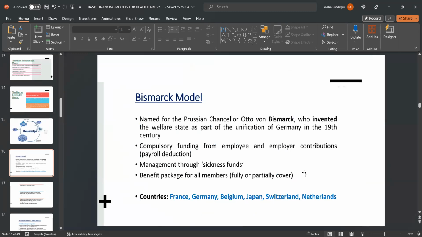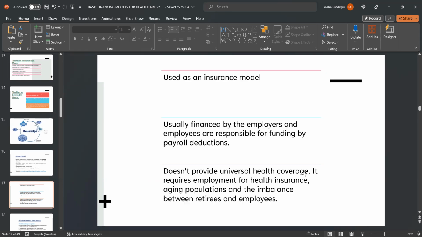Now, then comes the Bismarck model. It is named for Prussian Chancellor Otto von Bismarck, who invented the welfare state as part of the unification of Germany in the 19th century. Compulsory funding from employee and employer contributions. That is, it is funded by payroll deduction. Management through sickness funds. Benefit package for all members, fully or partially covered. And the countries where this model is working are France, Germany, Belgium, Japan, Switzerland, and Netherlands.